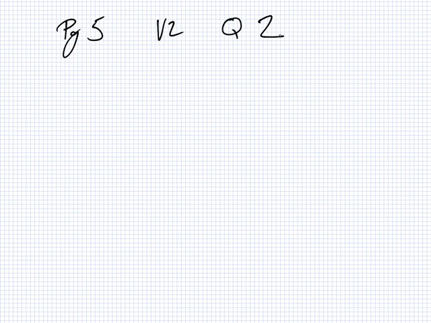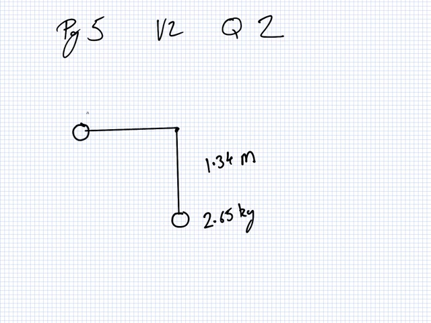Right. Really complicated question, but what they have is a string here, and this is 1.34 meters, and this is 2.65 kilograms. Is it a pendulum question? Well, not quite. Aha, they're very sneaky. It starts off like this at the beginning, and then it swings a quarter of the way down, and they want the tension when it's at the lowest point.